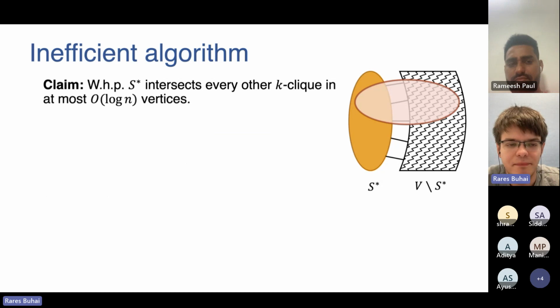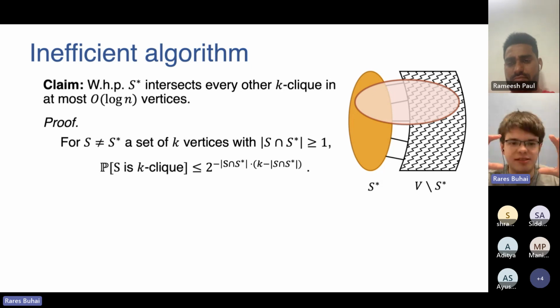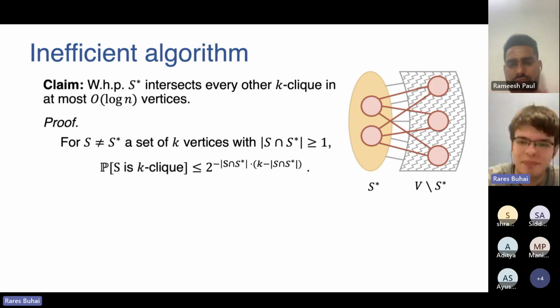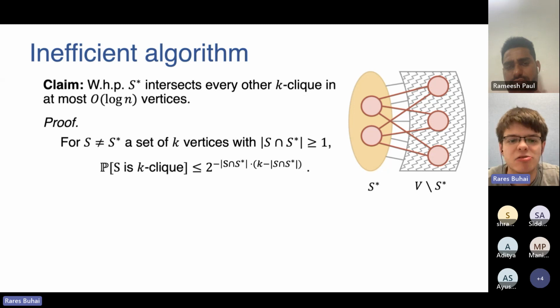So then let's see the proof of this claim, that S star intersects every other k clique in at most log n vertices. So suppose you have some set of k vertices that's not S star, and suppose that this intersects S star in at least one vertex. We want to understand what's the probability that this set S will be a k clique. I'm ignoring here the connections within each side. I'm just saying it has some nodes in S star and some nodes in V minus S star. Well, if it is a clique, it means that all the edges between its left-hand side and right-hand side must be present. But all these edges need to be random because they're between S star and V minus S star. So the probability is bounded by 2 to the minus size of the intersection times k minus the size of the intersection.